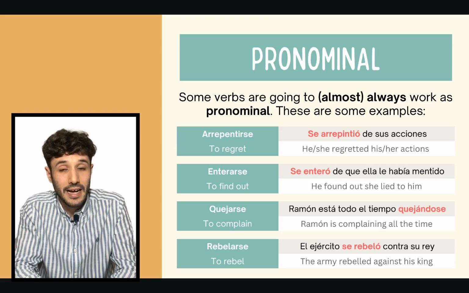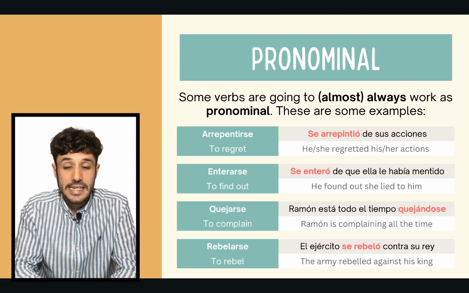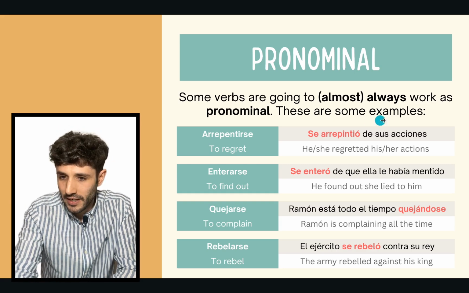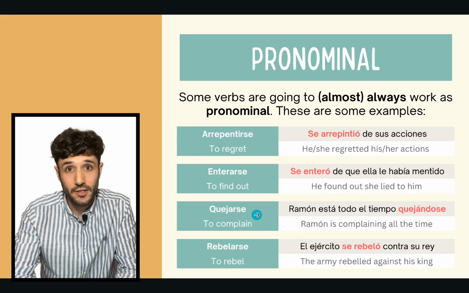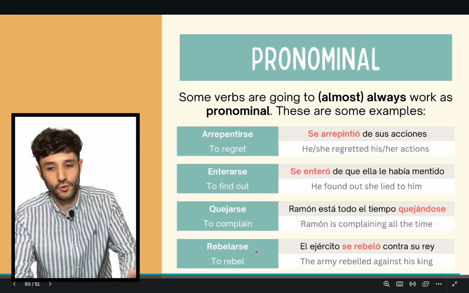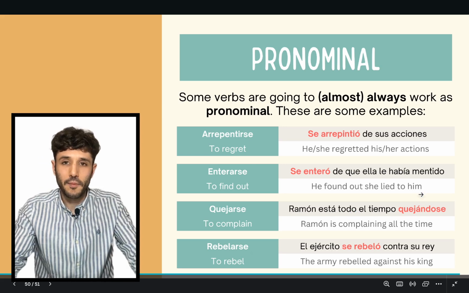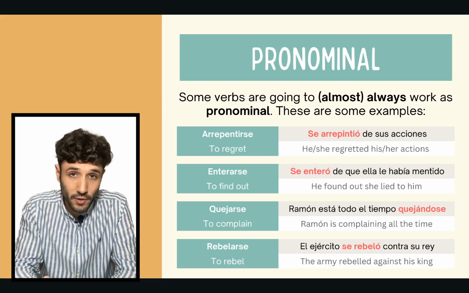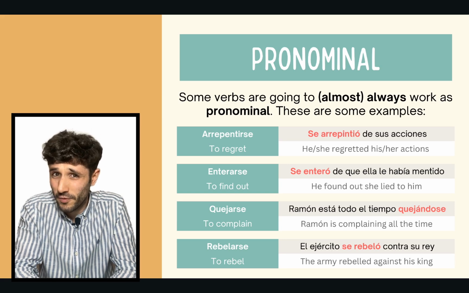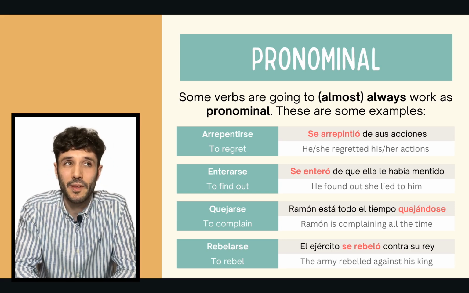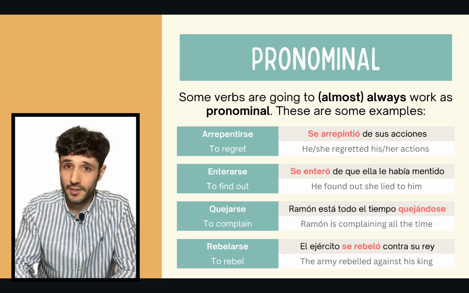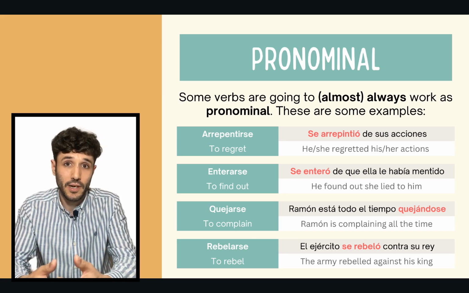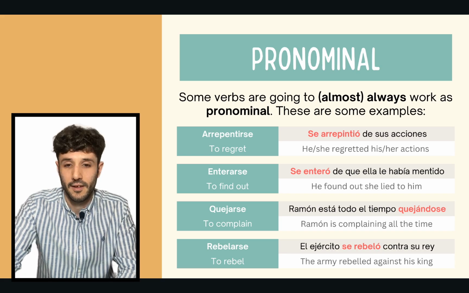Some of these examples are arrepentirse, to regret something, "se arrepintió de sus acciones"; enterarse, to find out, "se enteró de que ella le había mentido"; quejarse, to complain; or rebelarse, to rebel. For example, in this case, it's like an army, right? "El ejército se rebeló contra su rey." So these are just a few of the examples. There is a lot of them. Maybe in A1 it's a little bit harder to find examples. There are still some of them, but from level A2 to higher levels, you're going to encounter verbs that you just have to learn go together with se. You just have to memorize them together because they are hardly going to be separated.